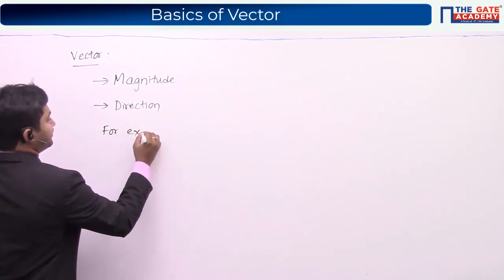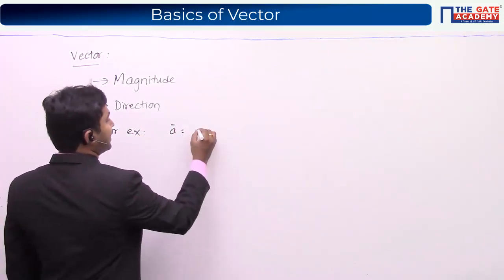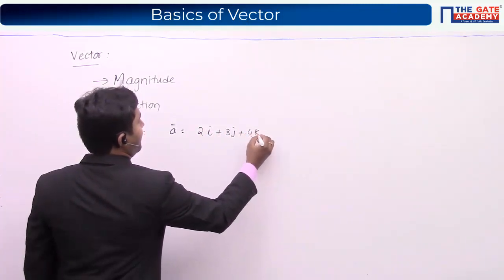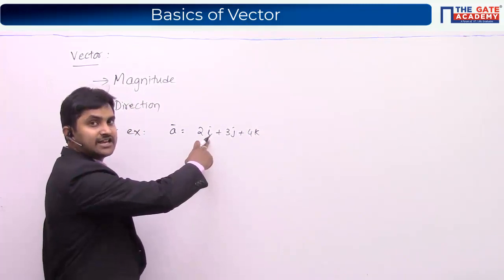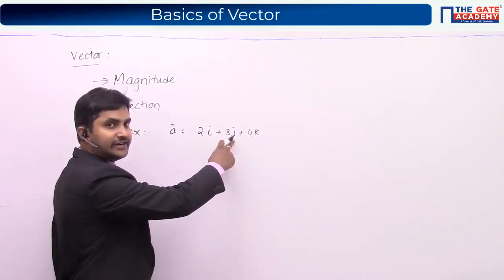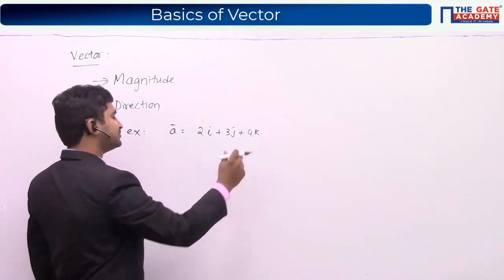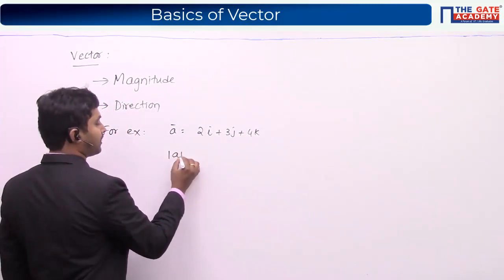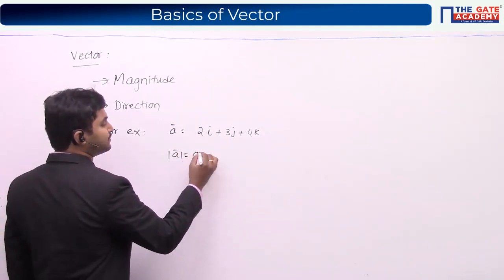For example, if I have a vector a bar which is given by 2i plus 3j plus 4k, where i is the unit vector in the x direction, j is the unit vector in the y direction, and k is the unit vector in the z direction, then the magnitude of a is given by what? The magnitude of a bar, I can represent simply as a.